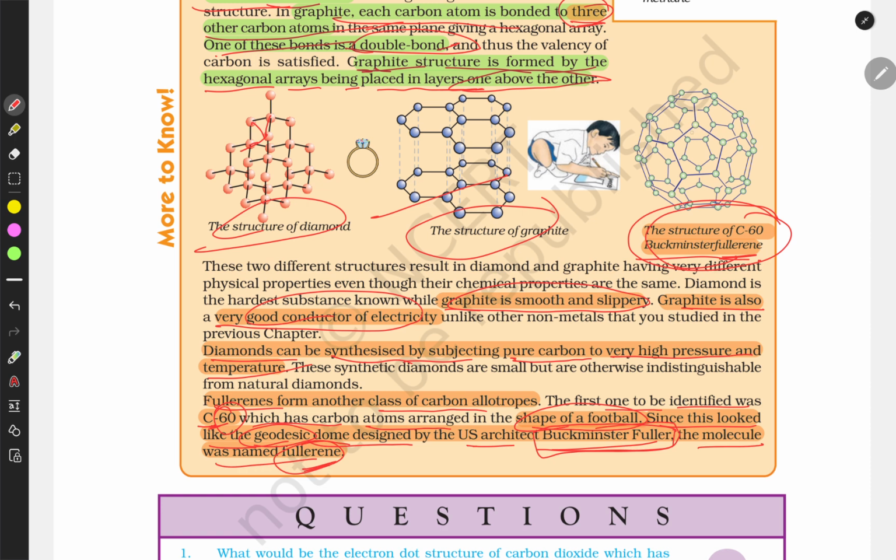So these types of pentagonal or hexagonal structures formed by carbon, which look like a football, are called fullerenes. So this is an example of C60. Why C60? Because it has 60 carbon atoms.